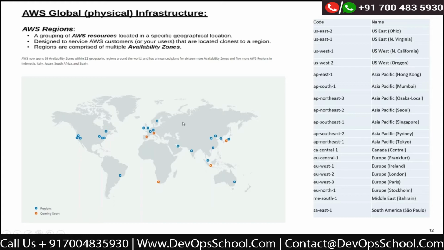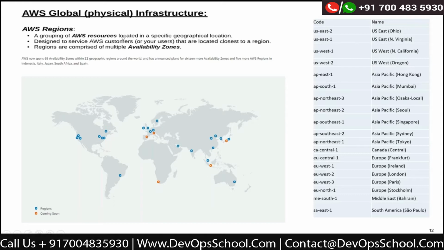What I mean by region is that a region is comprised of multiple data centers. In India, there can be multiple data centers. These data centers are called availability zones. Inside a particular region, for example the India region, there will be multiple data centers, and these data centers are called availability zones, AZs. The same thing is mentioned here.